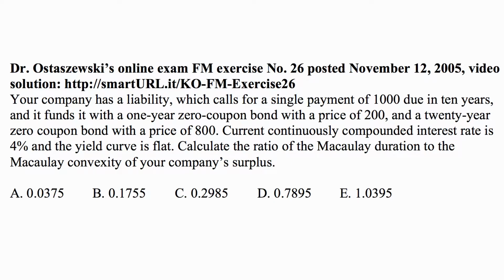Here's a problem for today for exam FM on financial mathematics. Your company has a liability which calls for a single payment of $1,000 due in 10 years, and it funds it with a 1-year zero-coupon bond with a price of $200 and a 20-year zero-coupon bond with a price of $800. Current continuously compounded interest rate is 4% and the yield curve is flat. Calculate the ratio of the Macaulay duration to the Macaulay convexity of your company's surplus.